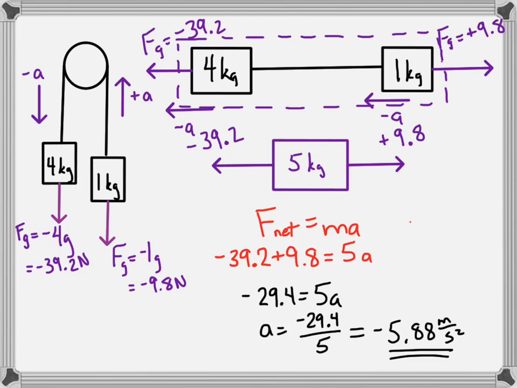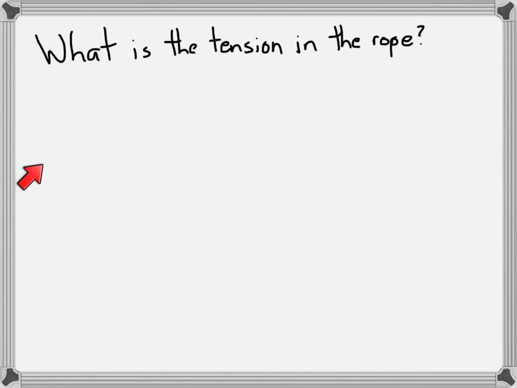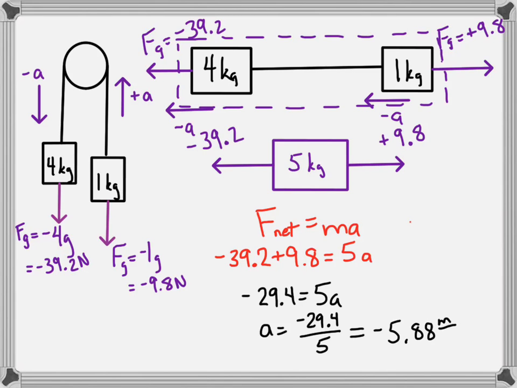So this will accelerate to the left by that rate, which means each of these will accelerate to the left by the same rate. And now if I put them back on the pulley, that means this one's going to accelerate down, and this one's going to accelerate up. So this mass over here will accelerate down at -5.88 meters per square second. And this block will accelerate up by 5.88 meters per square second.